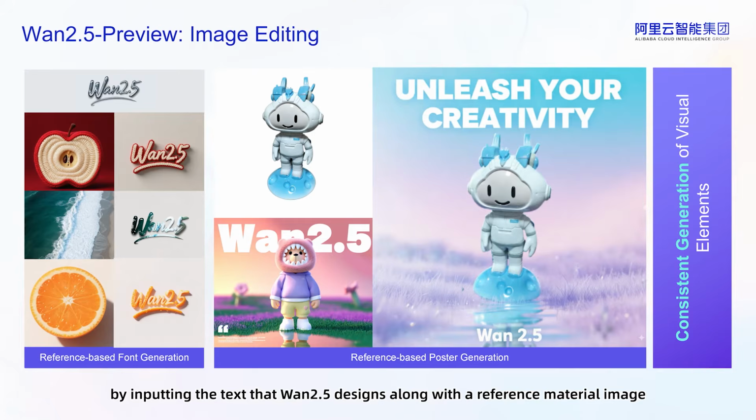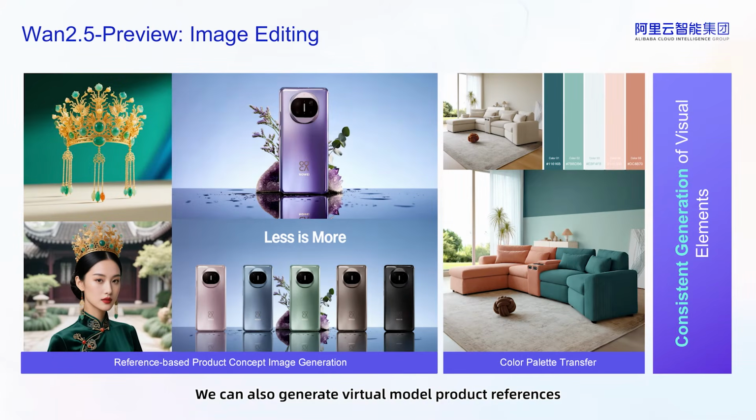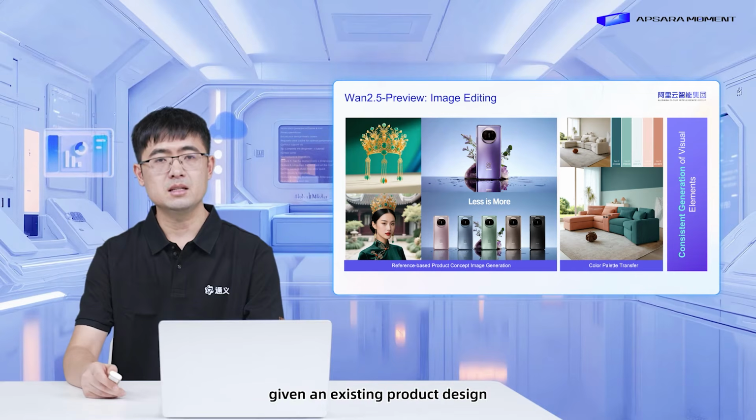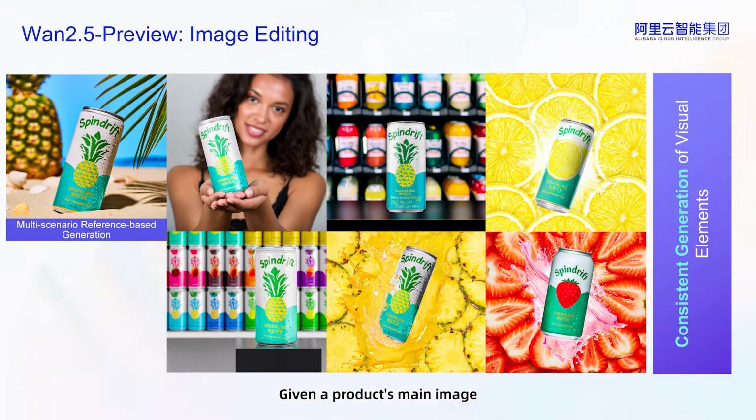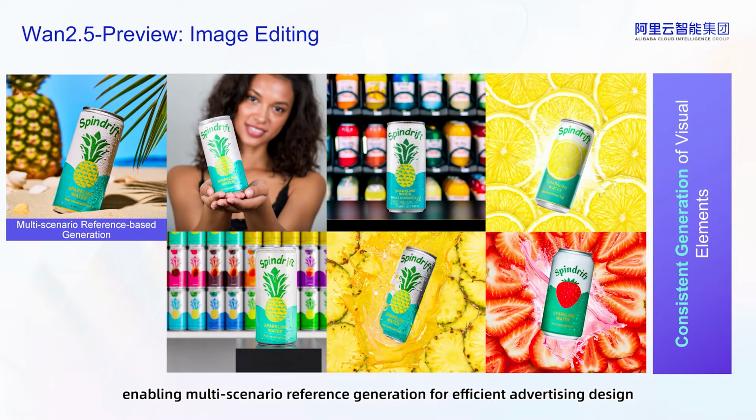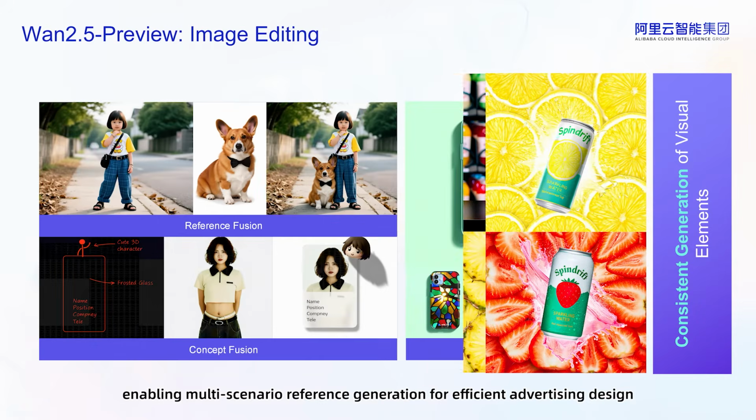For example, by inputting the text Wan2.5 design along with the reference material image, the model can generate corresponding material-based font designs. We can also generate virtual model product references and product images based on user-provided product images. Similarly, given an existing product design, we can transform product color schemes, greatly improving design efficiency. Given a product's main image, such as a beverage, we can place the product in different scenarios, enabling multi-scenario reference generation for efficient advertising design.